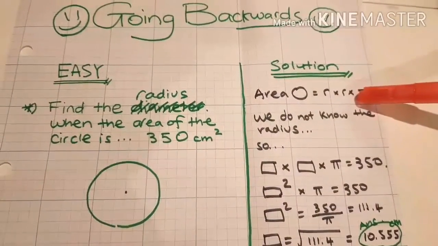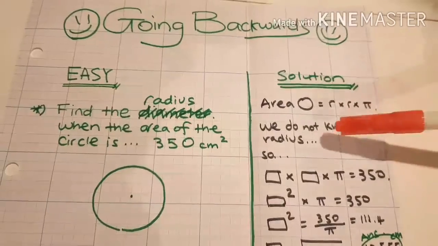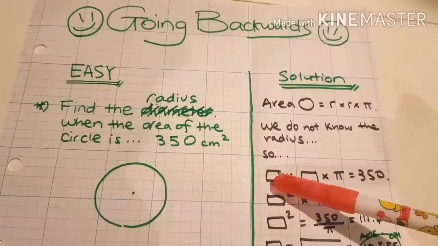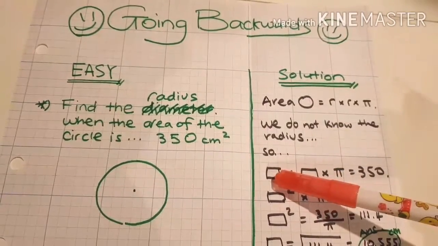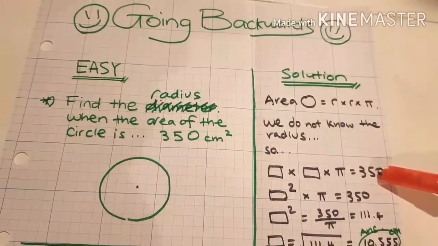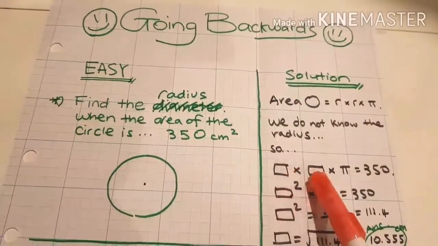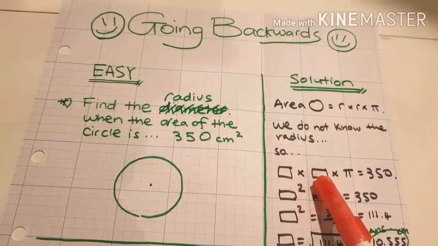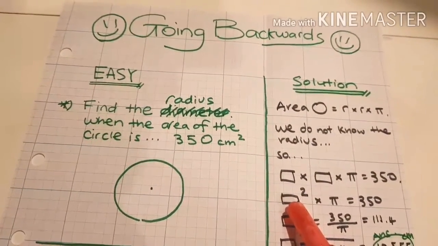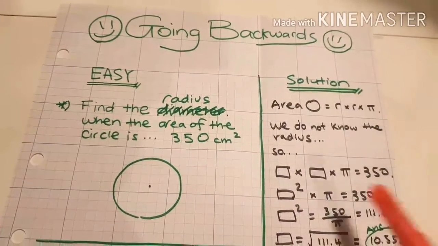How do we find out the area? It's radius squared times pi, right? But we do not know what the radius is, so I'm going to make it into a square. So square times pi is 350. Okay, then I can say if I have two squares multiplied together, I can put it in squared, squared, okay, times pi equal 350.